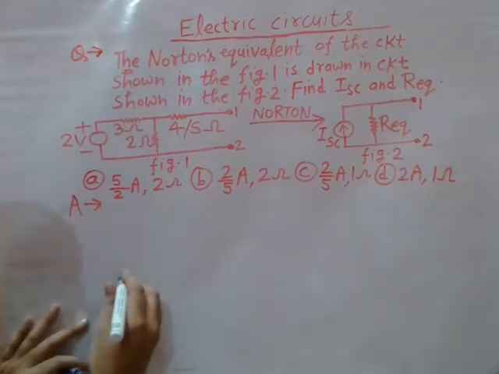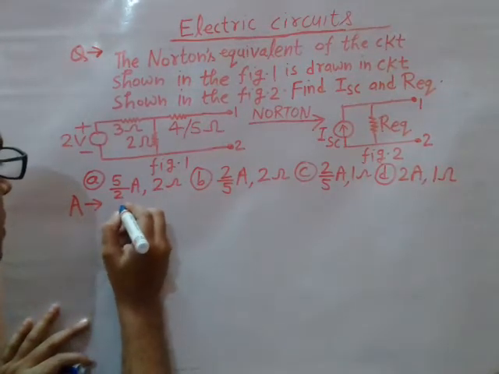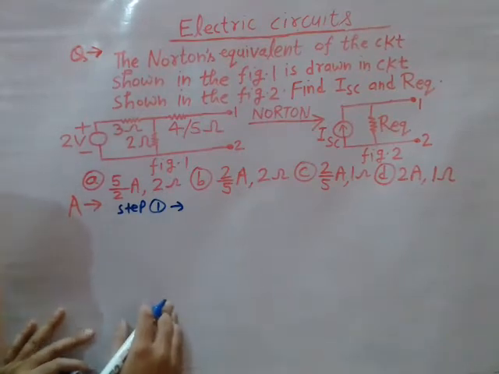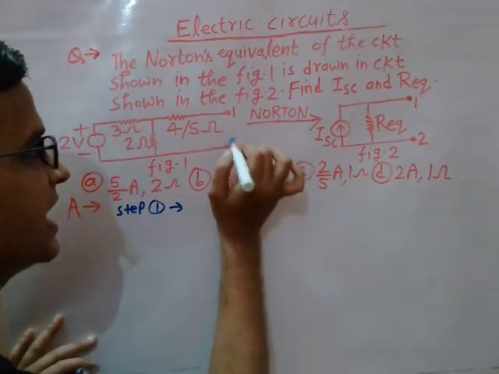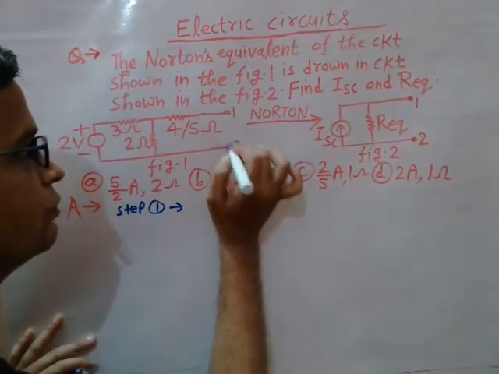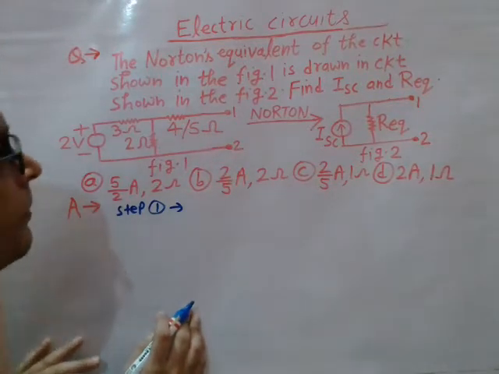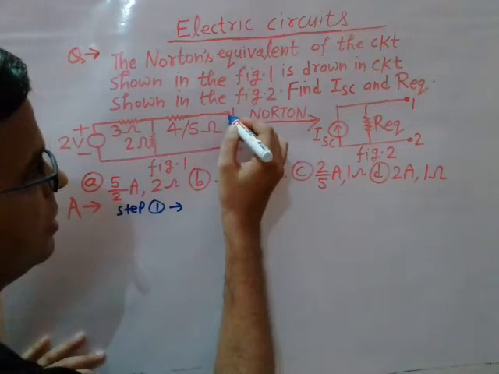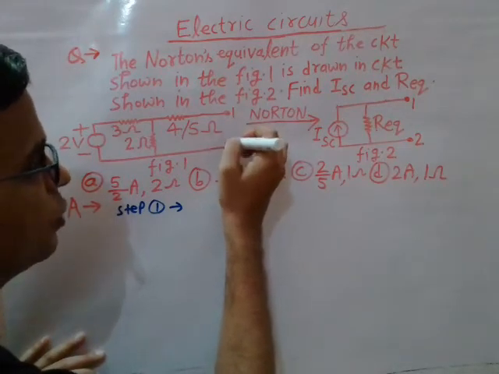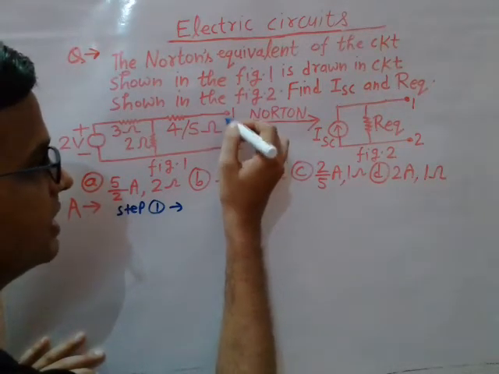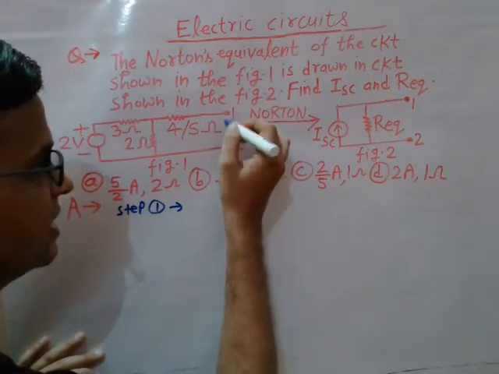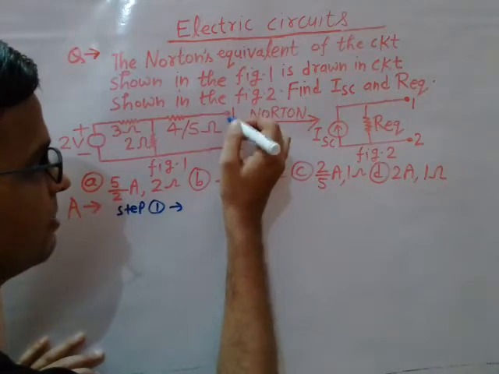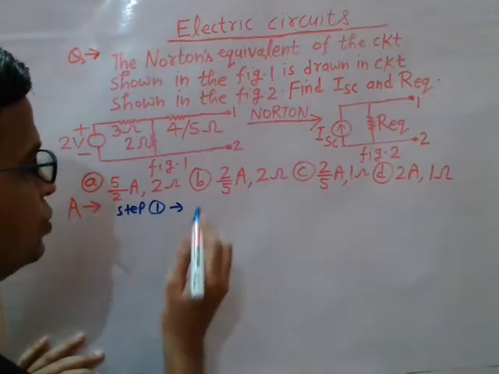So in this question, step number 1 is you should first remove the load resistance which is connected across the desired terminals across which you want to find out the Norton's equivalent. You will see that no load resistance is connected already. It has been disconnected already, so no need to remove anything, right, across the terminals 1 and 2.